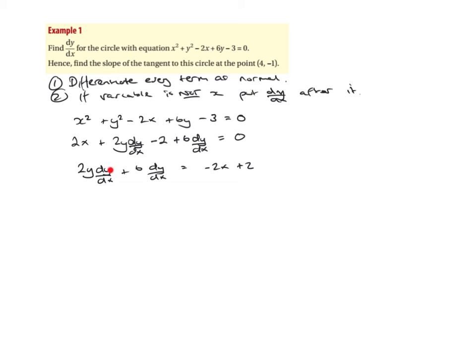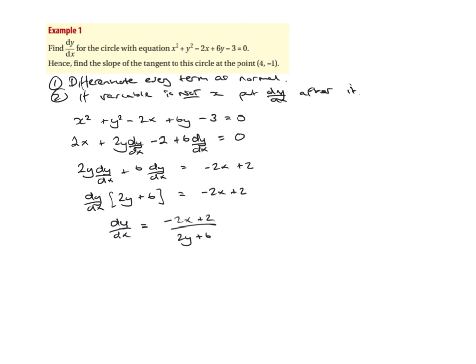Next we're trying to isolate dy dx. You can see it's in both terms here, so we're going to factorize it. We take dy dx out as a common factor and put it in front, so we have dy dx multiplied by 2y plus 6 is equal to minus 2x plus 2. dy dx by 2y gives us this, dy dx by 6 gives us this, and the right-hand side has not changed. To get the bracket on the other side, I divide both sides by 2y plus 6. So dy dx on the left-hand side is equal to minus 2x plus 2 all over 2y plus 6. I now have the differential that I have done implicitly.